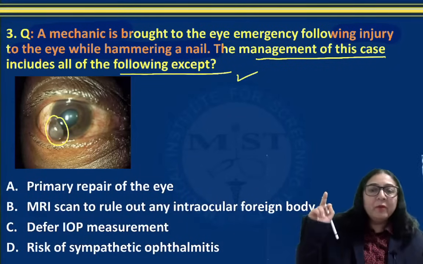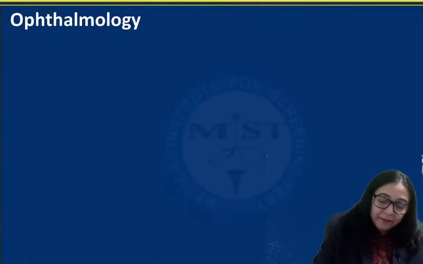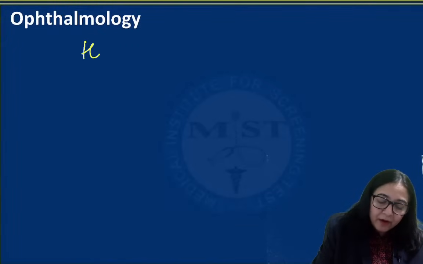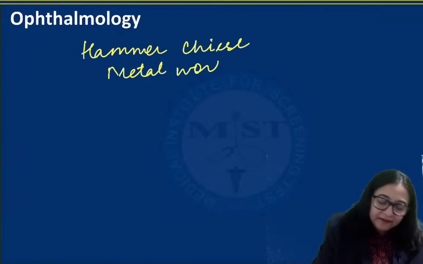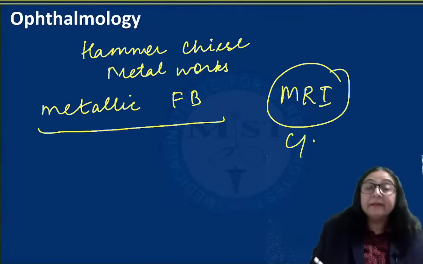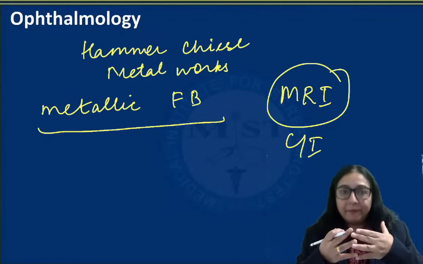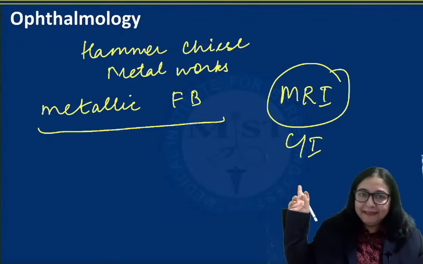Now, an intraocular foreign body can be present in this case, but what kind of intraocular foreign body are we expecting in this case, beta? When a person is working with a hammer or chisel or metal works, we are suspecting a metallic foreign body. Now, when you are suspecting a metallic foreign body, MRI obviously is contraindicated. Okay, because that will displace the intraocular foreign body, causing more damage. So you will not go for MRI in these kind of cases.